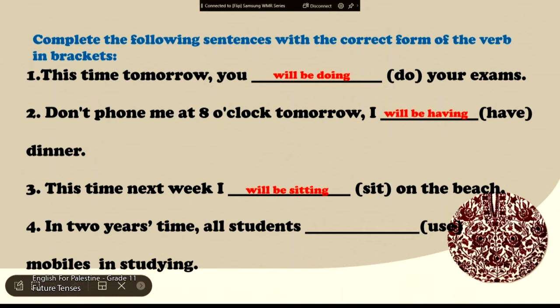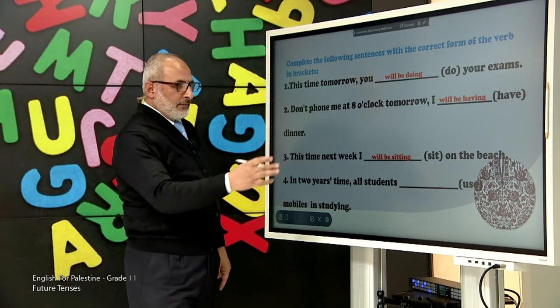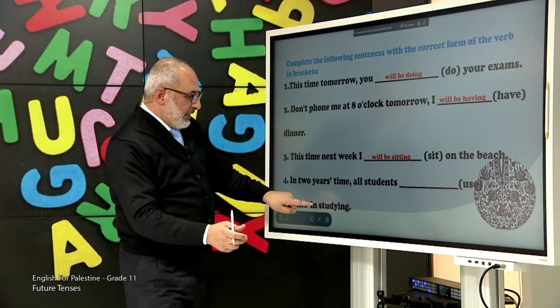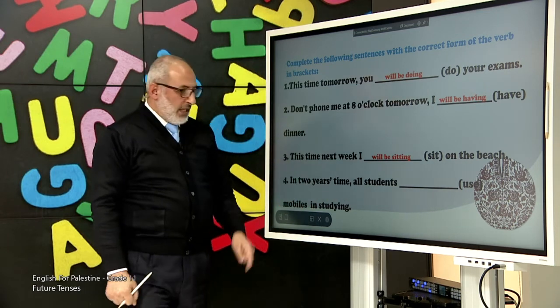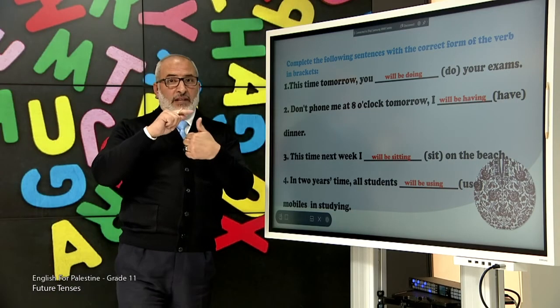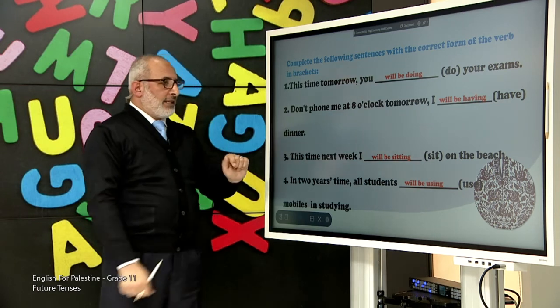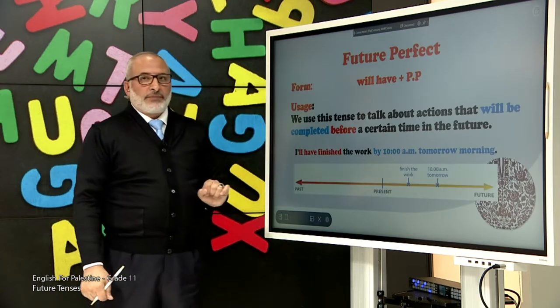The last one, number four. In 2 years' time, all students, mobiles in studying, and the verb use. Again, the expression in 2 years' time is used with future continuous. And what is the future continuous of the verb use? Yes, again, will be plus the ing form. It is will be using. Okay, so here we have future simple and future continuous. Good, great. Let's now move to the third tense.